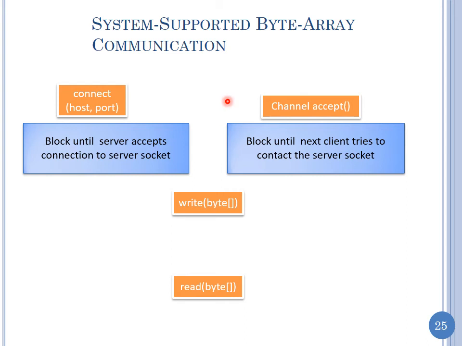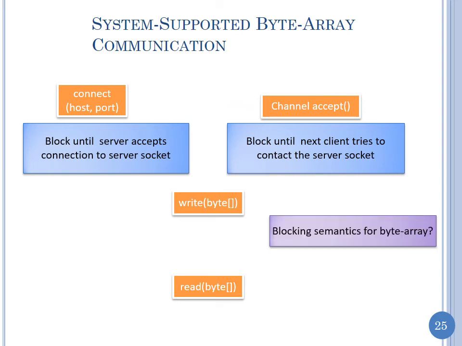So then the question arises: what exactly are the blocking semantics when I'm sending bytes rather than characters? For characters, it was a little clearer. If that was confusing, this is going to be a little bit more confusing, and that's part of the reason why sockets become hard to understand. So what are the blocking semantics right now for write and read?